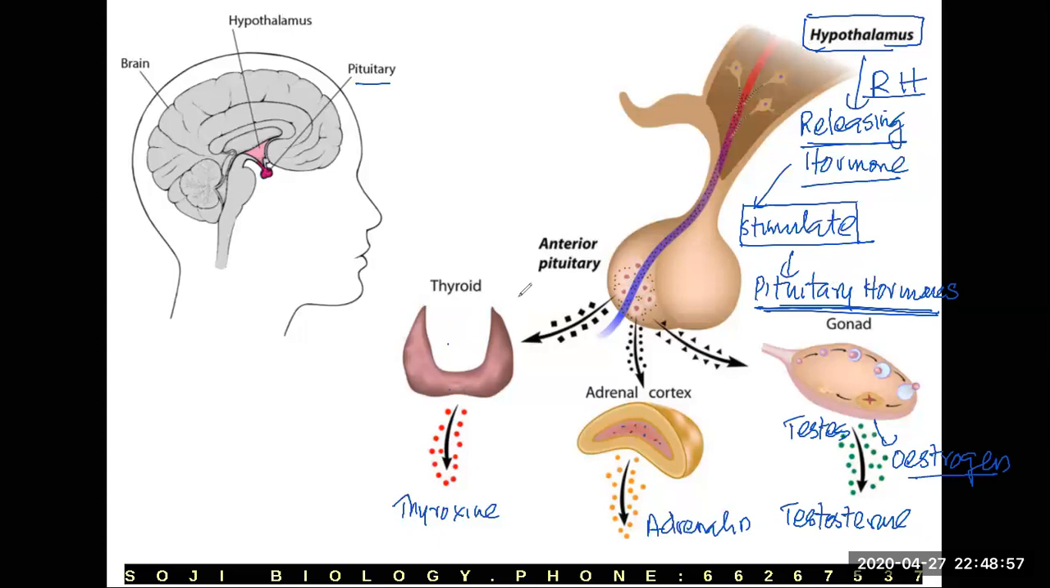There is a pituitary hormone for the thyroid gland. There is a pituitary hormone for the adrenal gland. Another one for the testes. Another one for the ovary. Each organ has a specific pituitary hormone. These hormones stimulate the thyroid gland to produce thyroxine, the adrenal gland to produce adrenaline, the testes to produce testosterone, and the ovary to produce estrogen. That's how the hypothalamus, through the pituitary gland, controls the production of these hormones. So they call the pituitary gland the master gland. It's a master gland because it keeps controlling every other gland in the body.